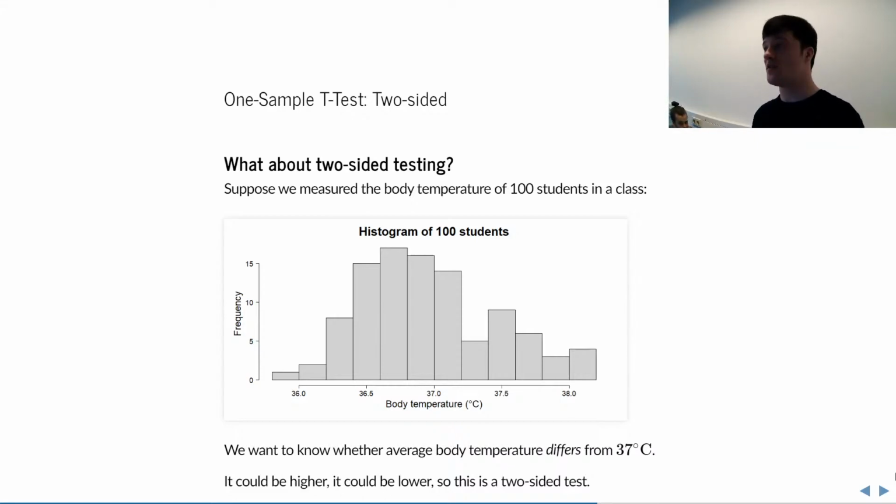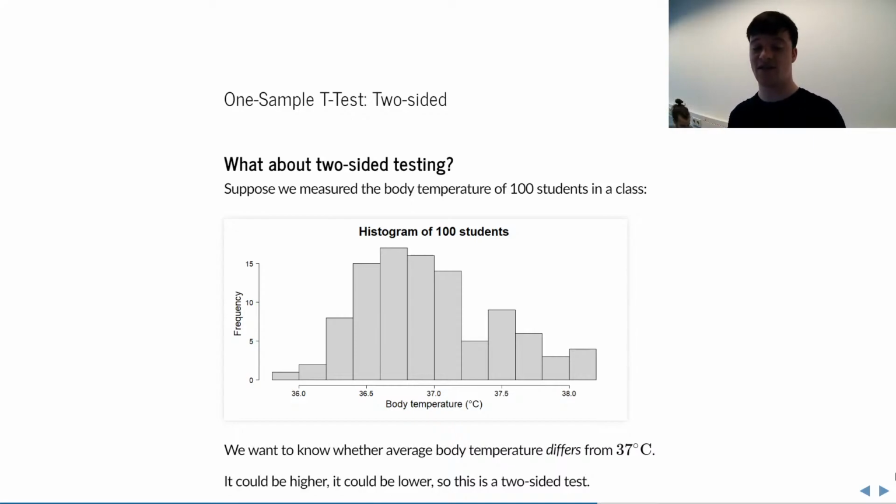Maybe I assume that some of you here are experiencing fever from the vaccine, or are infected, or have a flu, whatever, and I want to know. So this is one way to do it. Just measure everyone's body temperature and see, does the mean differ significantly from 37 degrees Celsius?